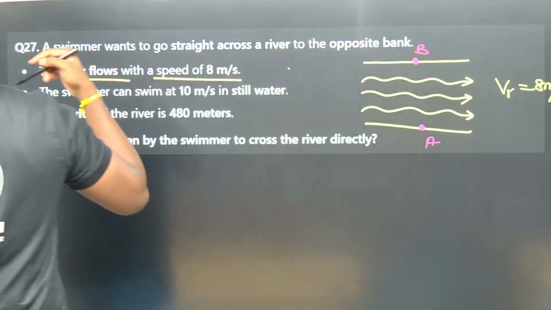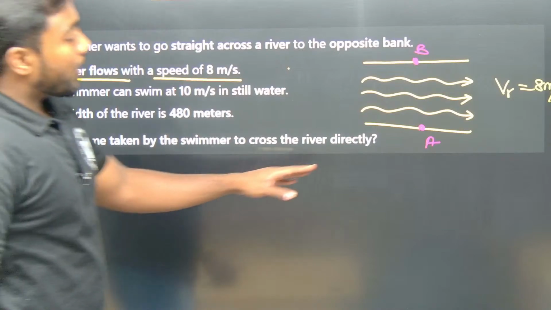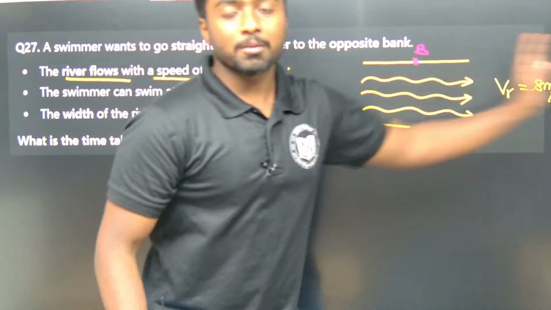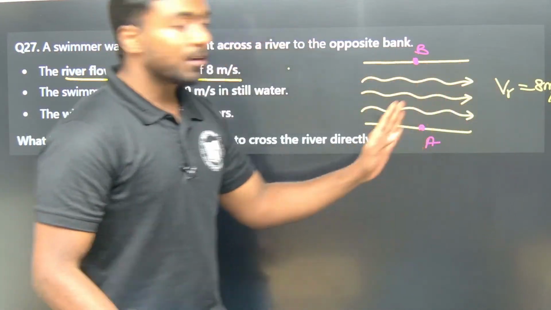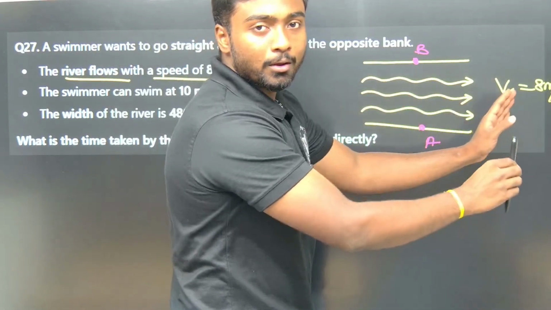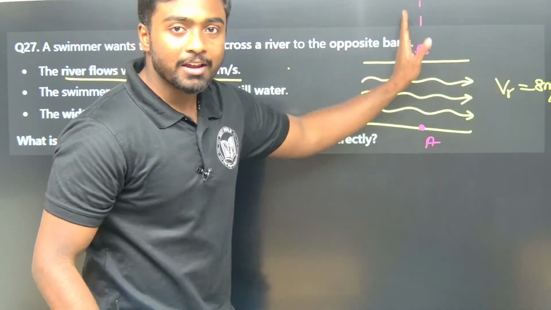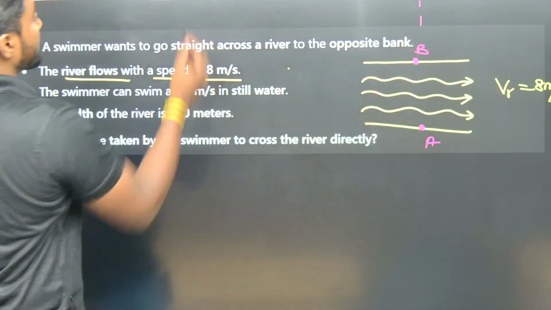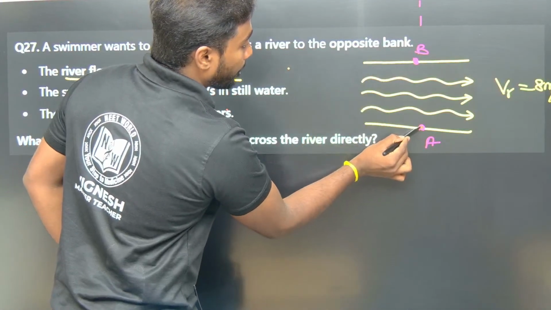Is it visible? Yes. So if I want to cross this river straight, something is pushing me sideways. The water is pushing me. But if I start in this direction, due to the water flow which is pushing me, I will reach exactly in a straight line. So this is the direction I need to start.